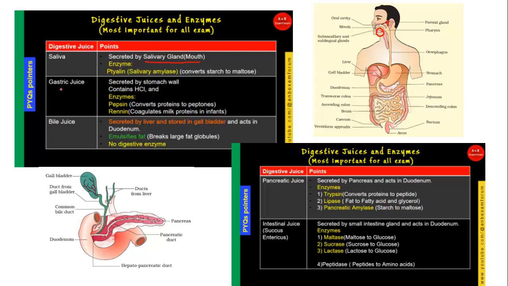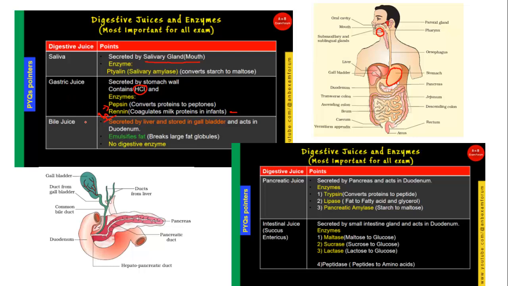The next juice is gastric juice. It is secreted by the stomach wall. So you come here, gastric juice is present, which basically has two enzymes, pepsin and renin, and renin is generally found in infants. So this is one important point. And pepsin is another important enzyme which is commonly asked in the exam, which converts protein into peptones. This gastric juice also contains an acid called hydrochloric acid. So this juice is basically acidic in nature.